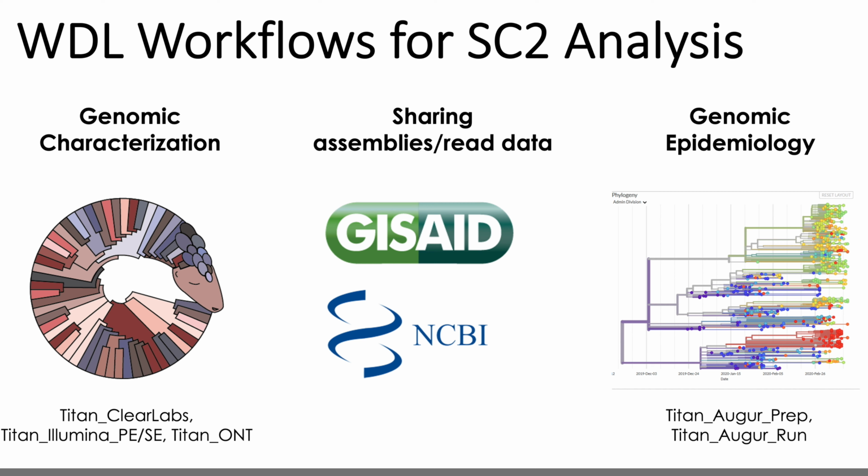So for genomic characterization and genomic epidemiology, we have the Titan workflow series. For genomic characterization, we have 4 Titan workflows to take data in from 4 different sequencing approaches: both paired-end and single-end Illumina data, Clear Labs read data, and ONT data. And for genomic epidemiology, we've made the Augur algorithm available through our Titan Augur Prep and Titan Augur Run workflows. And for sharing these data, we have our Mercury series of workflows that helps users prepare their sequence, assembly, and sample metadata for submission to both GISAID and NCBI databases.